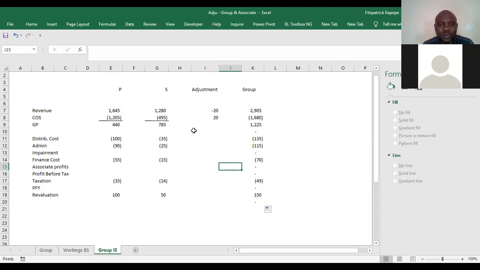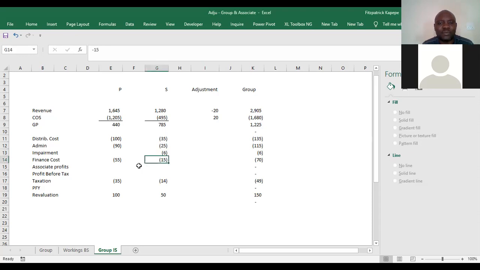So that is our first adjustment. So now we go to other adjustments. It's on impairment. On impairment, we have added a 6, which was impaired, isn't it, on goodwill? Yes. So you put minus 6 there, meaning that is what was actually impaired.